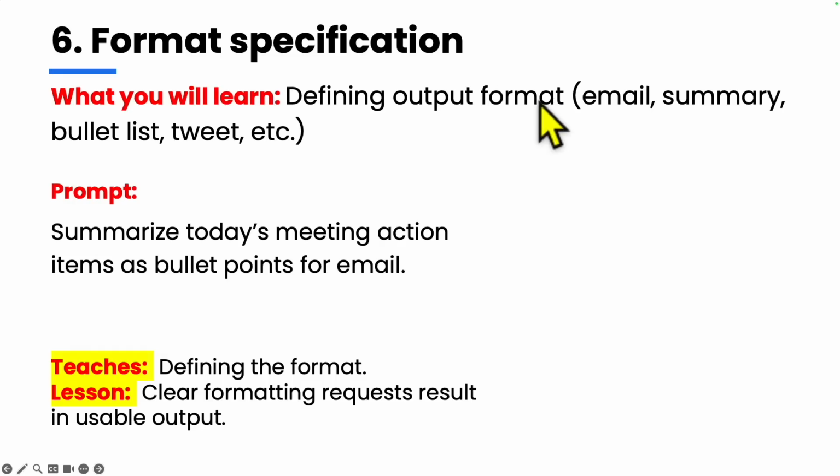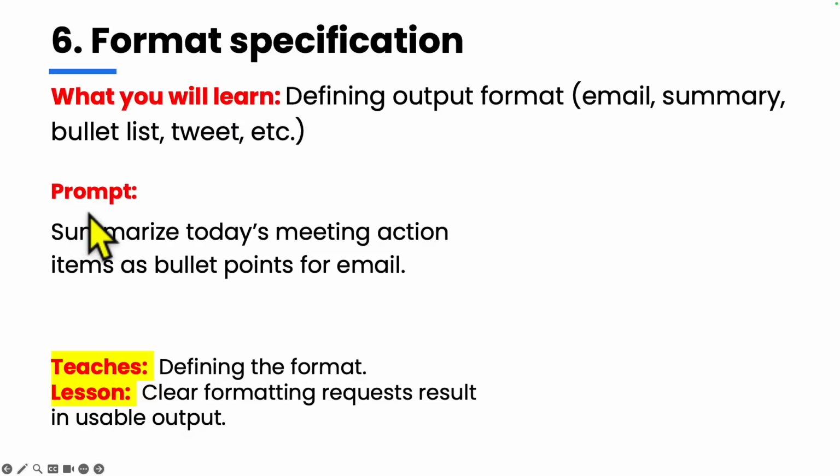Let's look at example number 6. Here we are going to learn about how you can incorporate format specification into your prompt. You can define things like you want the output format to be in a bulleted format, or in a short summary, or in an email format, or based on a social media post or a tweet, etc. So let's look at the prompt.